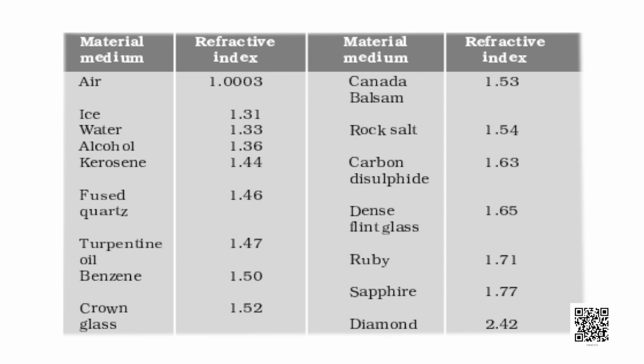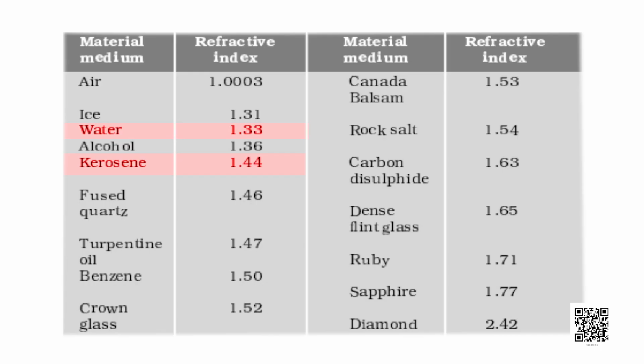The absolute refractive index of some material media is given in the table shown. A higher refractive index indicates a higher optical density or lesser speed of light in the given medium. Here, diamond has maximum refractive index of 2.42. So, it has the highest optical density or least speed of light among the given media.